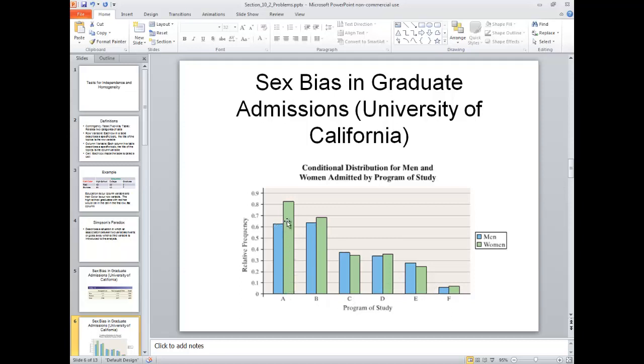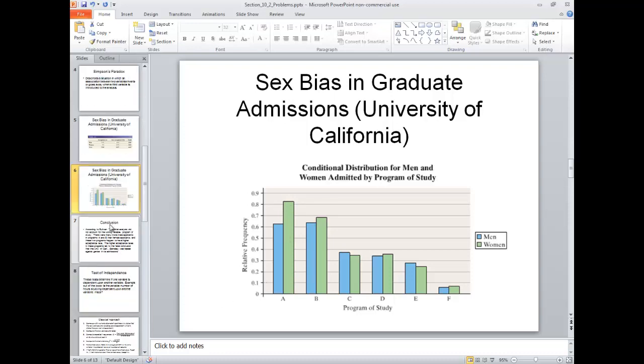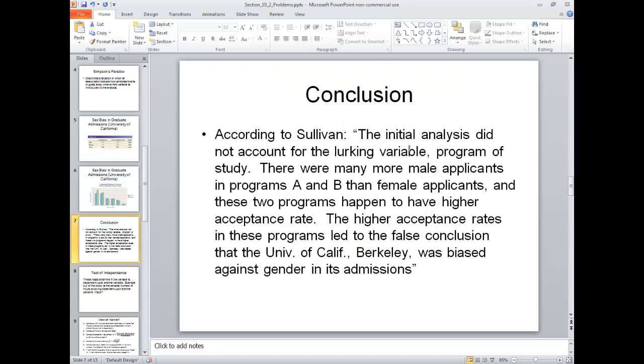Well, realize that percentages are misleading. This might say 80%, but what is your n? How many are we talking about? If it's 80% of four people, then the numbers really are misleading when you look at the percentages. And this sums it up best. This is according to Sullivan.